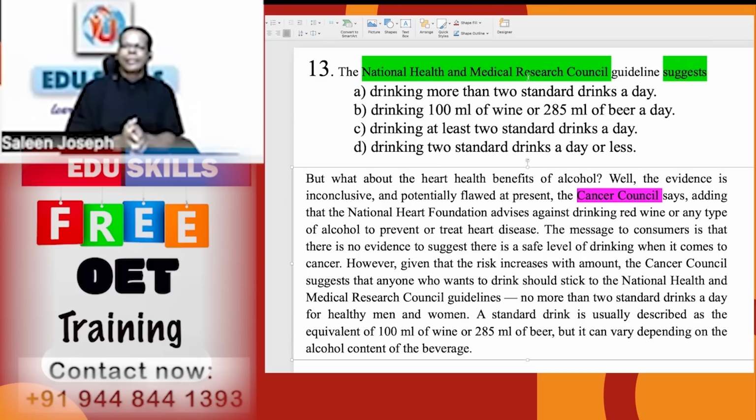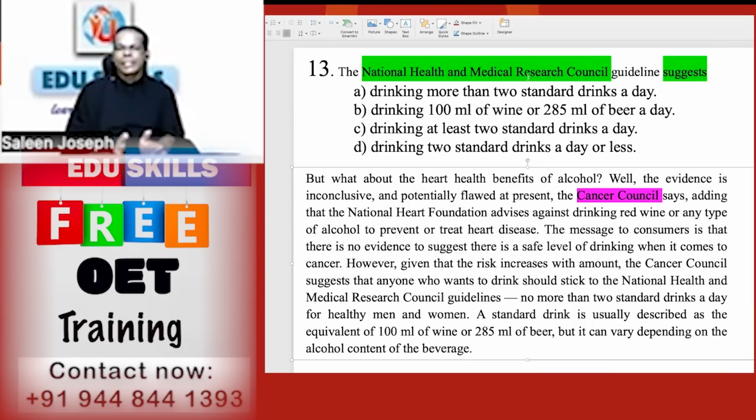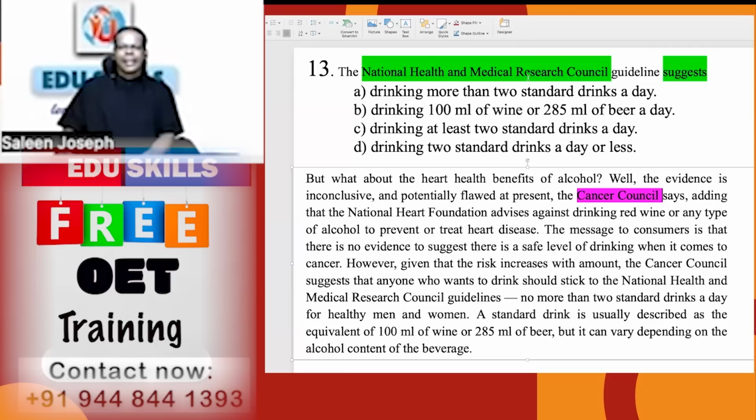That is National Health and Medical Research Council. What do they suggest or what do they say? Suddenly you have to find out that name, where the name is. Okay, you have it here, National Health and Medical. Yes. So immediately you can go and locate where the name is.